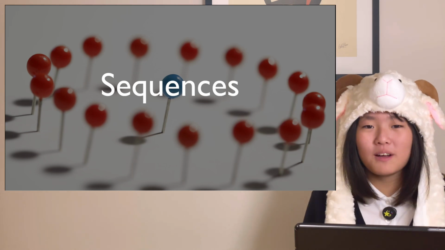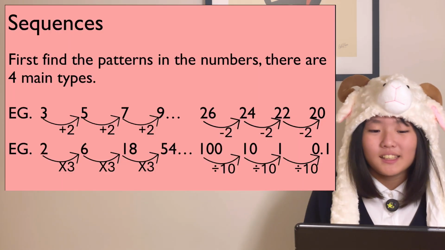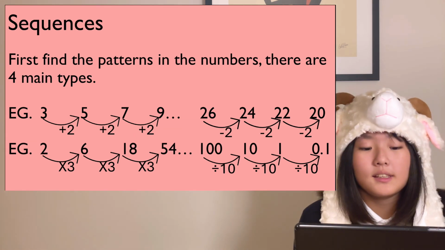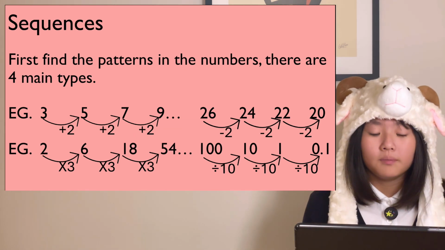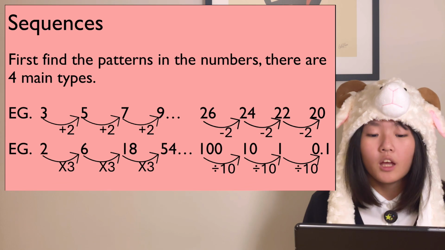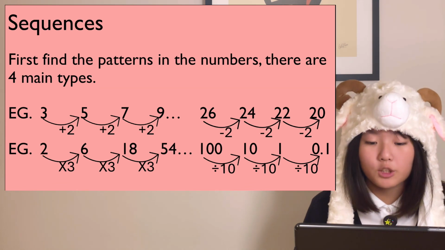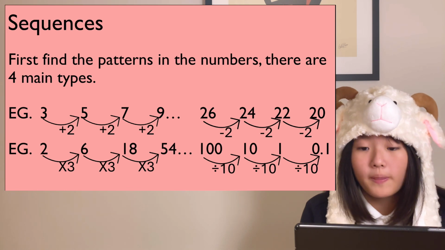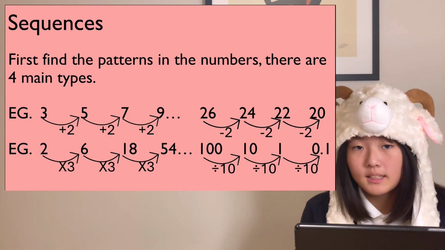Today, I'll be teaching about sequences. First, find the pattern in the numbers. There are 4 main types that you will find in these. For example, 3, 5, 7, and 9. You can tell that the difference is adding 2. Or the opposite, 26, 24, 22, and then 20, which is minusing 2.